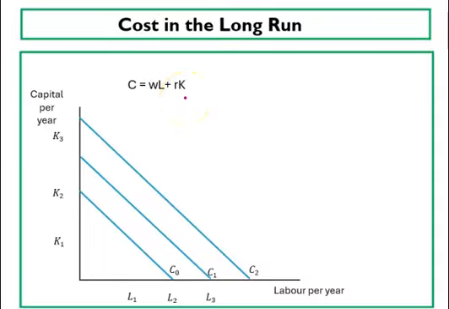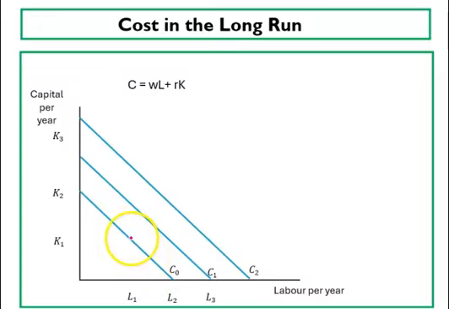We want to know how a firm can choose its combination of inputs, that is labor and capital, to minimize its cost of producing a given output. And to determine that, we use the Isocost line. In this graph, we are given capital on the y-axis and labor on the x-axis. And these lines here are Isocost lines.